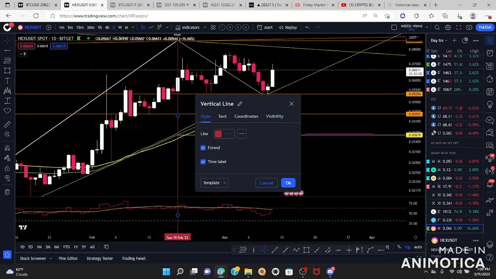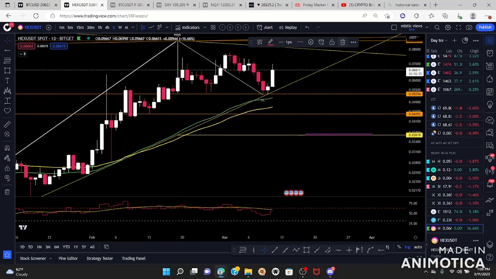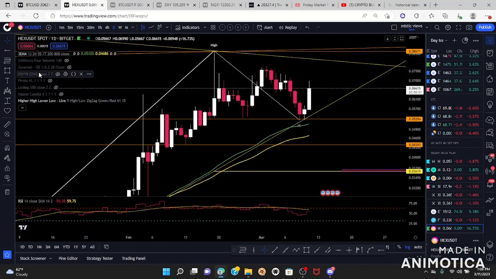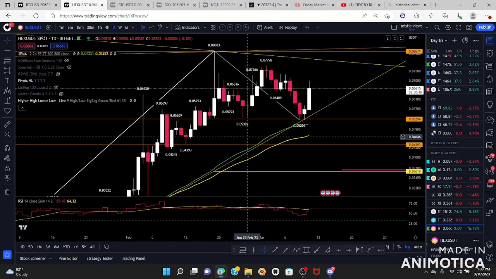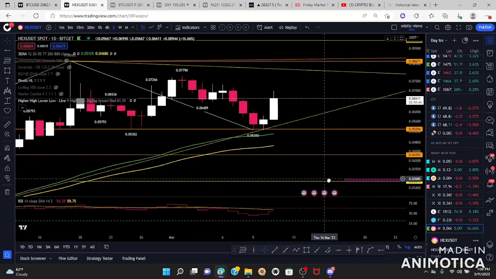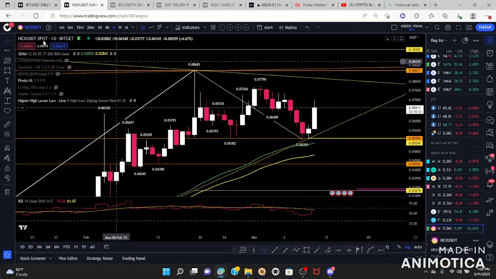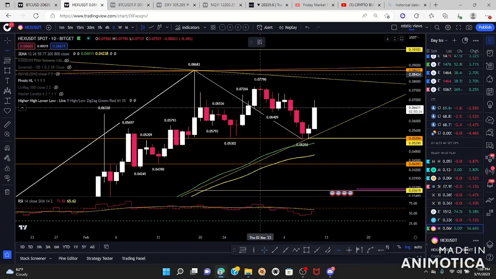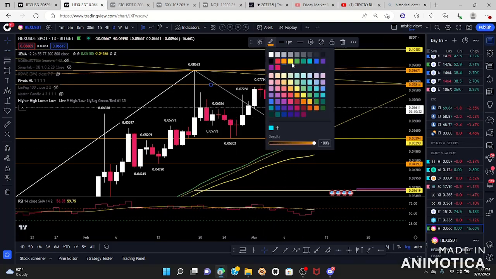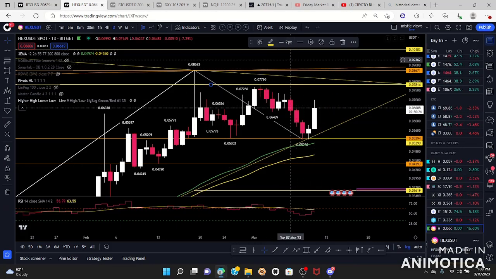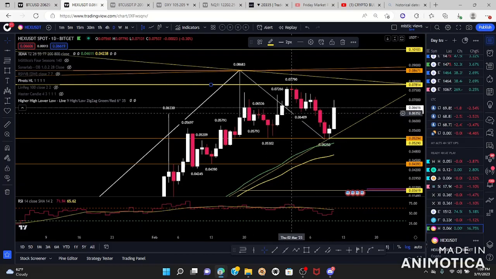Okay. Let me delete this. I also want to have my day range marked, let's say using pivot highs and lows. So my day range will be the same low as my weekly range. Let me highlight it here. And my resistance would be right here. Perfect.